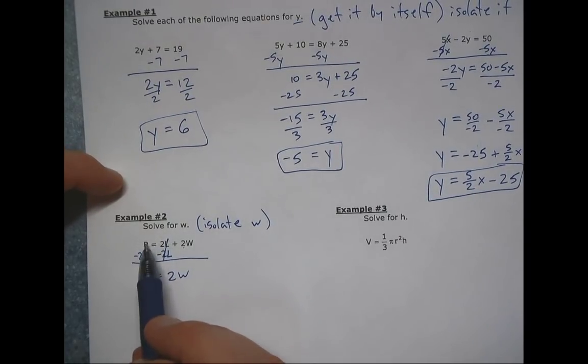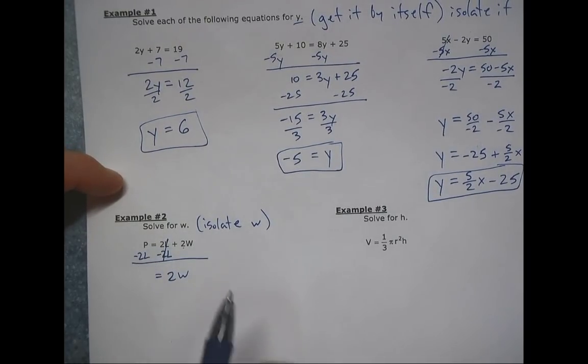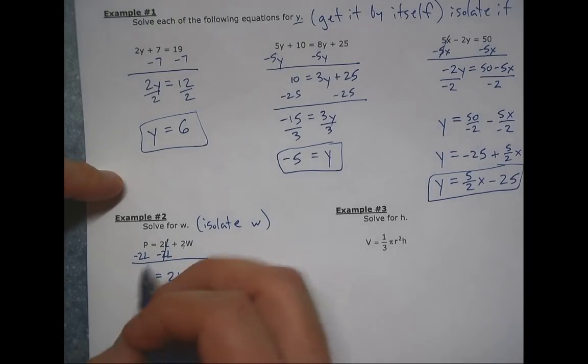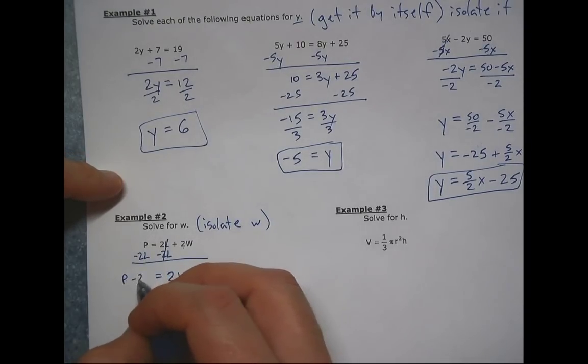But again, over here, these are not like terms. They don't have the same variable. I can't do anything with it. And so I'm simply just going to leave it as p minus 2L.